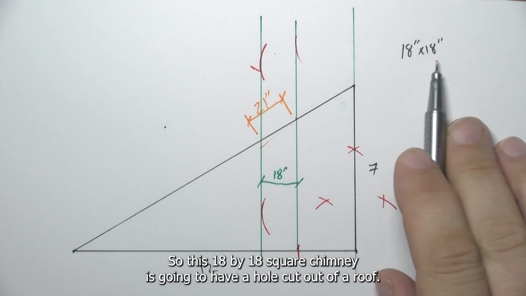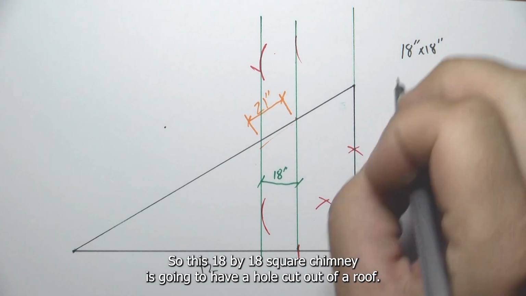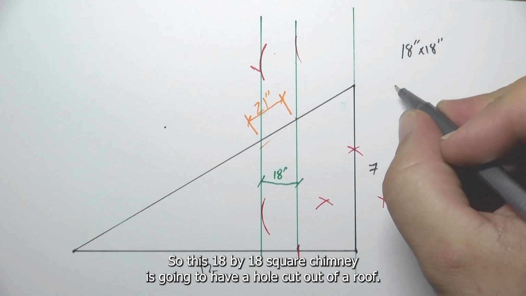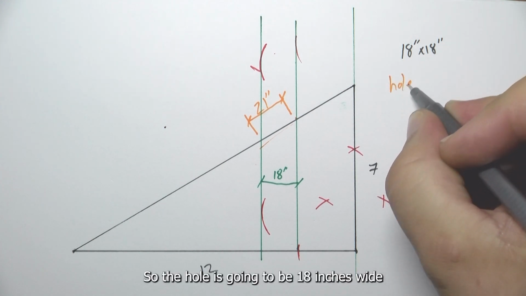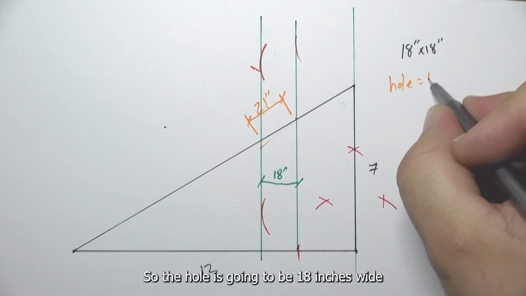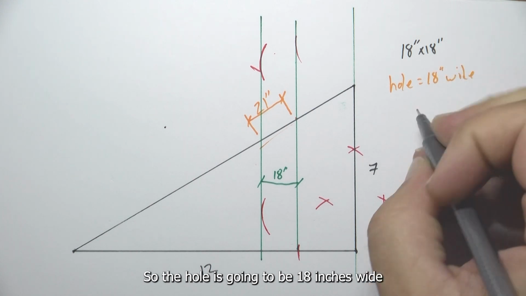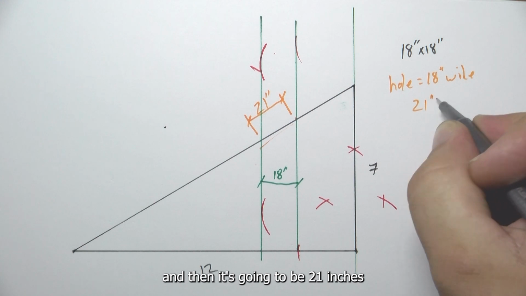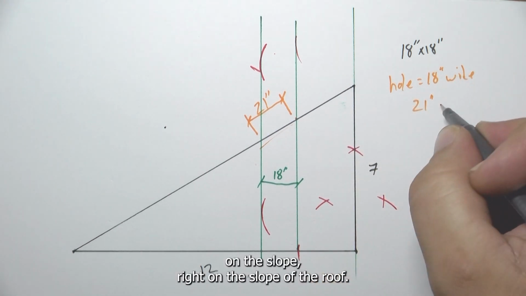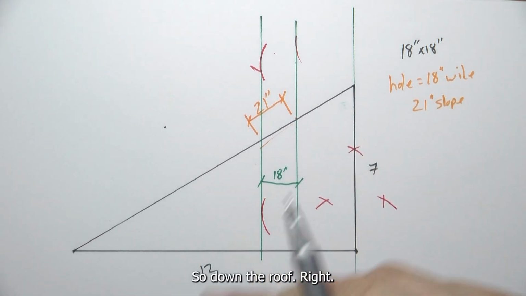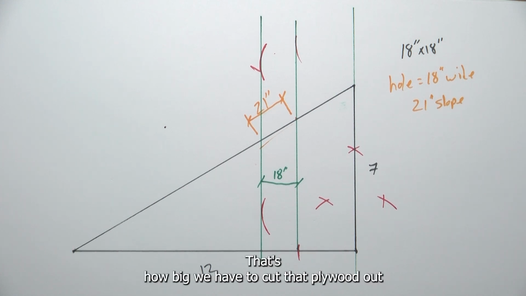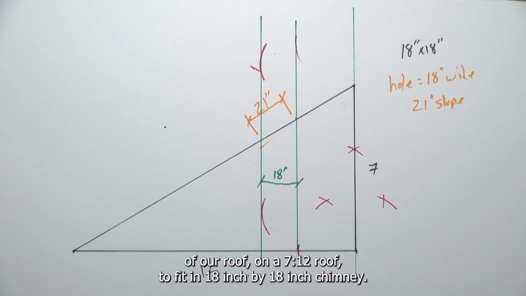So this 18 by 18 square chimney is going to have a hole cut out of a roof. The hole is going to be 18 inches wide, and then it's going to be 21 inches on the slope of the roof, so down the roof. That's how big we have to cut that plywood out of our roof, on a 7/12 roof to fit an 18 inch by 18 inch chimney.